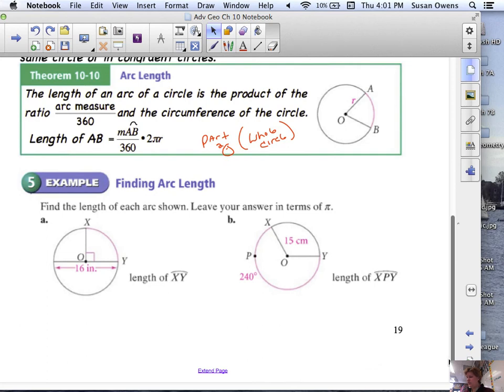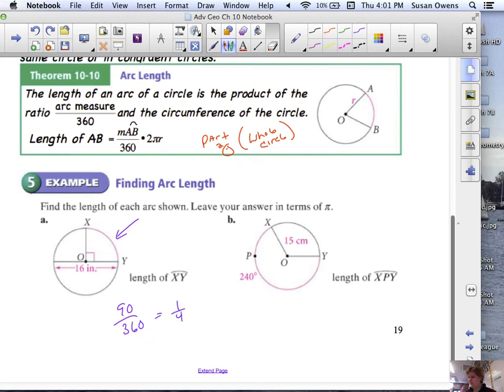Okay, so find the length of each arc shown below. I want to find the length of XY. So if you take a look, the central angle is 90, and so the arc measure will be the same. So this is 90 out of 360, which is not shocking. It's 1/4 of the circle. And so it's going to be 1/4 of the circumference of the circle. Well, the diameter is 16, so it's going to be 16 pi. And 1/4 of 16 is 4 pi. And you should really leave your answer in terms of pi, unless it tells you not to. And so this will be 4 pi inches.